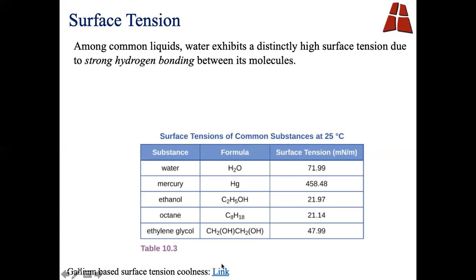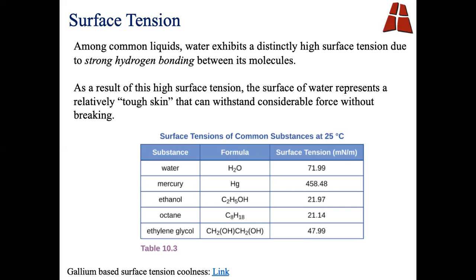I would highly recommend clicking on this link at some point. You can see a really cool video of another metal, gallium, having very high surface tension, as well as our other molecules here. When we get something like ethylene glycol, where we have decently high molecular weight as well as hydrogen bonding capabilities, we end up with a very high surface tension as well, or at least a pretty high one. This surface tension represents a kind of tough skin that creates that beading that we see in something like water on a windshield or a spider web before it will break.